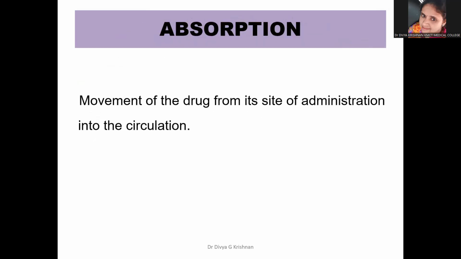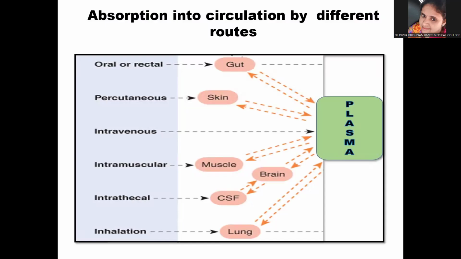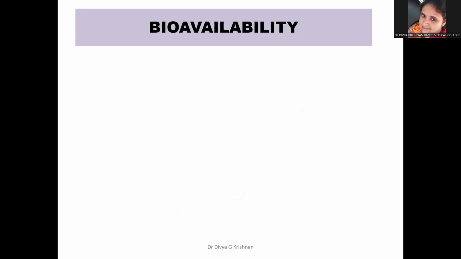So we are describing absorption as the movement of the drug from its site of administration into the circulation. We all know that the drug, from wherever it is administered, has to eventually reach the circulation. This is showing the different routes of drug administration, which you have already learned: oral, percutaneous, intravenous, intramuscular, and so on. So wherever the administration is, the drug has to finally reach the blood circulation. So, how do we define bioavailability?